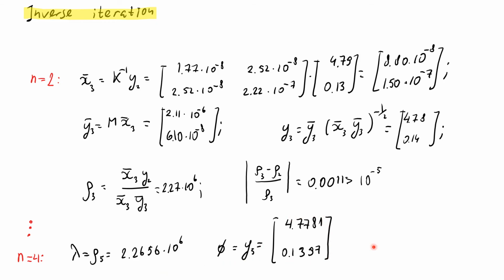Here it is. And now, given the eigenvalue, we can find the time period as 2 pi over square root of lambda, and this is the value actually which we had in our central difference video exercise.